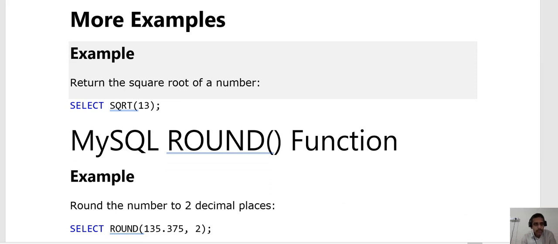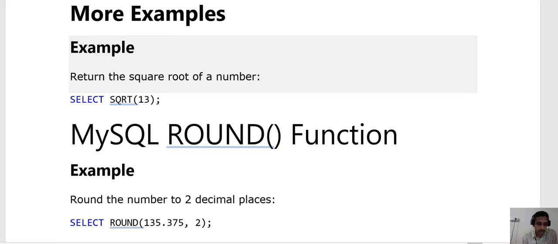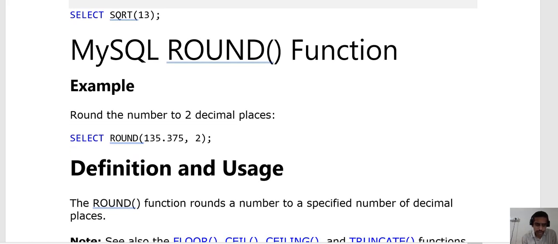More examples we can see over here, like returning the square root of a number. SELECT SQRT(13). What it will do is give you the square root of the number 13. Then we have another function, which is called the ROUND function. What does the ROUND function do? It rounds the number to 2 decimal places. That is SELECT ROUND(135.375, 2). What it will give you is 135.37. So this is rounding up to 2 decimal places.